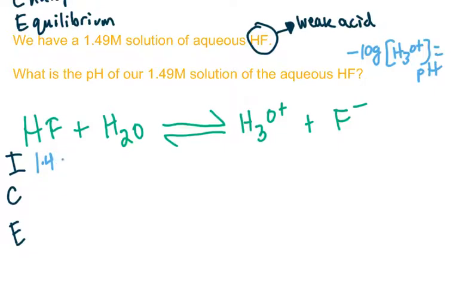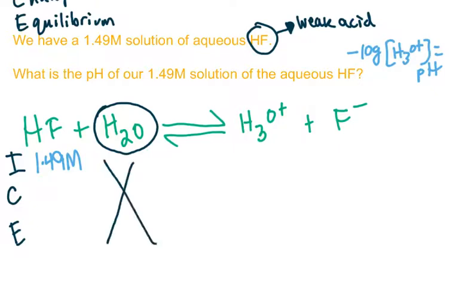We initially start off with a 1.49 molar solution of hydrofluoric acid. And notice ice tables are in molarity, all right? First we have to take the fact that water does not affect our calculation of our pH, because water is neutral and its concentration won't change, so we can go ahead and cross that out. That's not going to affect anything. So we just have to worry about hydrofluoric acid, hydronium, and fluoride anion.